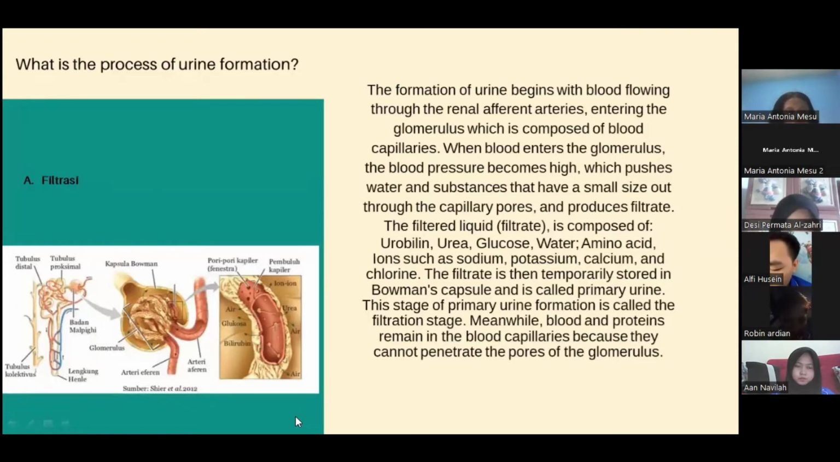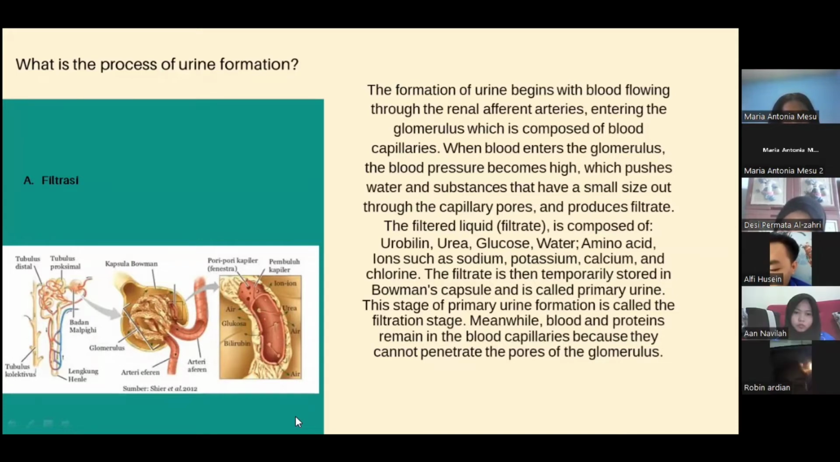Yang berikutnya, what is the process of urine formation? A. Filtration. The formation of urine begins with blood flowing through the renal afferent arteries and entering the glomerulus, which is composed of blood capillaries. When blood enters the glomerulus, the blood vessels pass water and substances that have a small size out through the capillary pores and are filtered. The filtered liquid is composed of urea, glucose, water, amino acids, ions, salts, sodium, potassium, calcium, and chlorine.